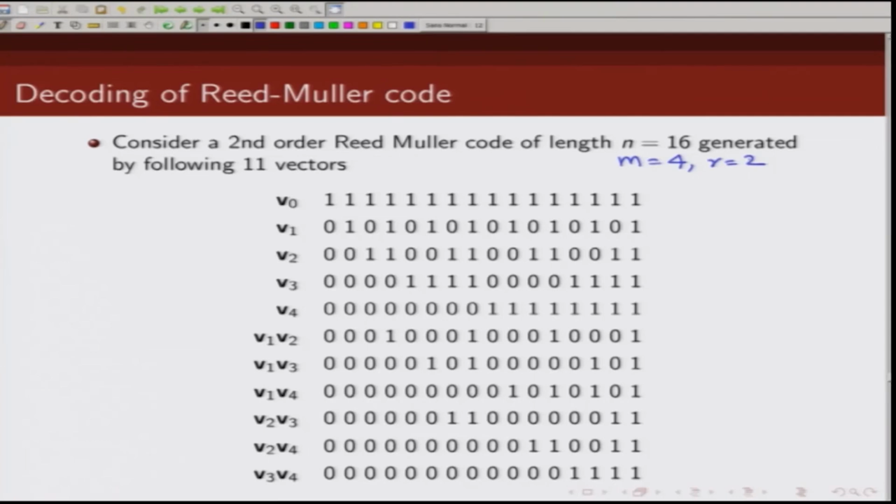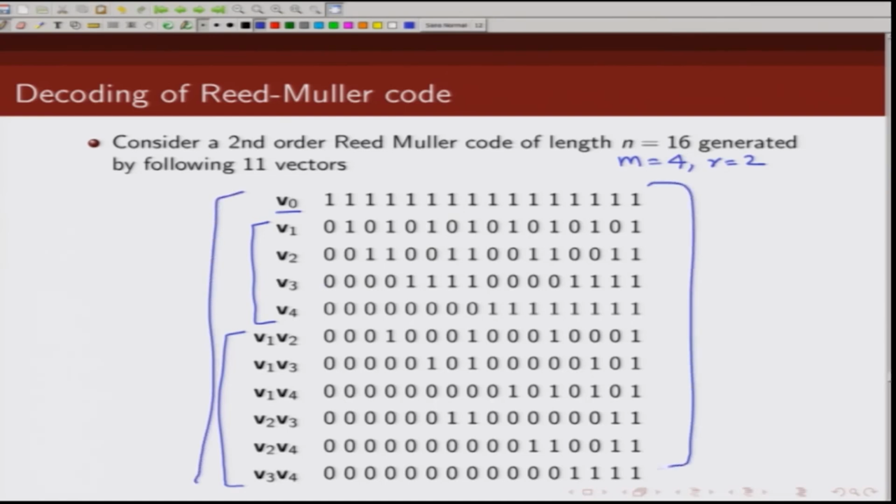In other words, the generator matrix will then consist of V0, all first order Vi's, and these Boolean products of order 2. We already know how to get this V1, V2, V3, Vm, we just talked about that earlier, and we also know how to compute the Boolean product. So, this is essentially our generator matrix G of a 2-4 Reed-Muller code.